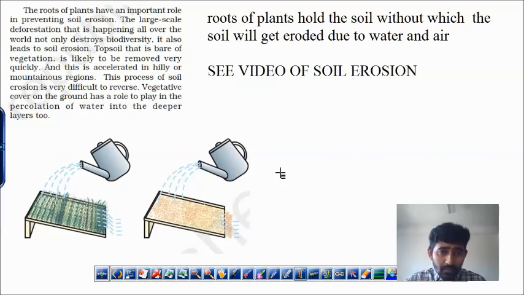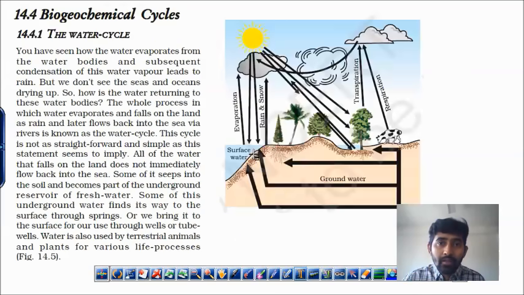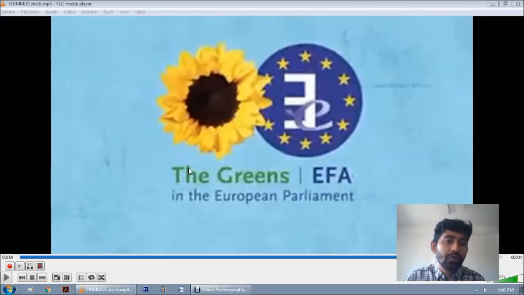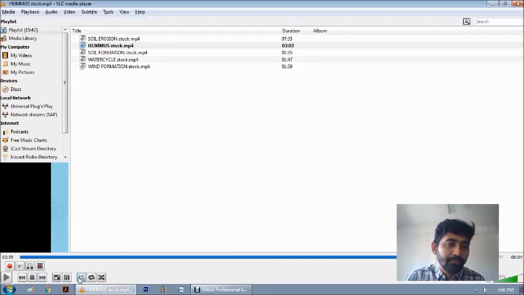So there is a video of soil erosion, that how can we stop soil erosion. So very simple concept, grow more plants. जितना ज़्यादा vegetation होगा उतना better है, then soil erosion will be avoided.